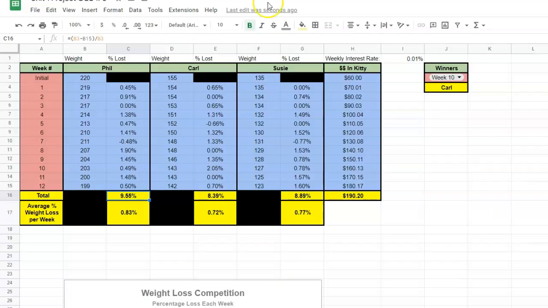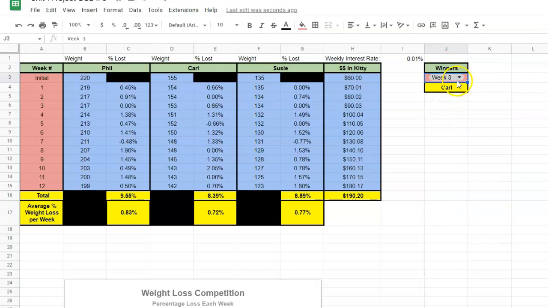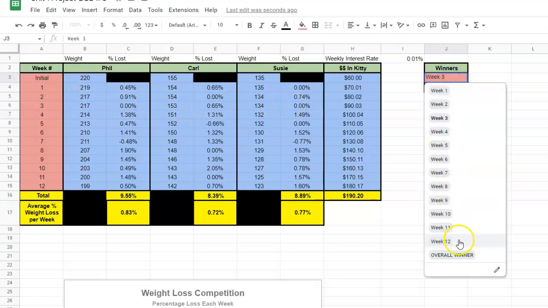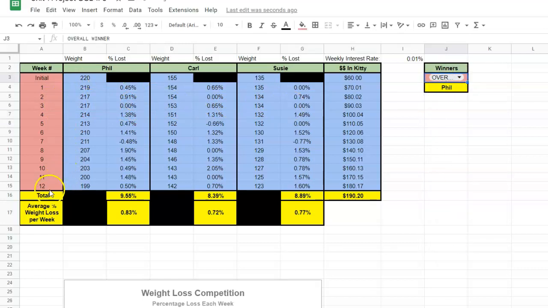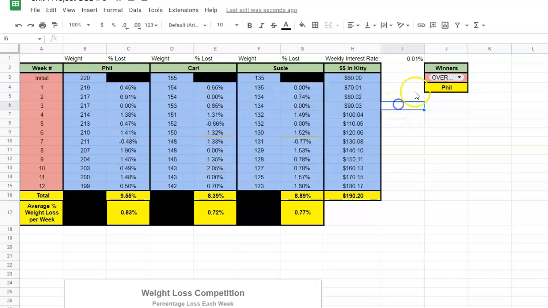For our data validation, we have this drop down. So this is for our weekly winners. So if I click on week 3, it'll say the winner is Carl. So week 3, Carl had the highest percent lost. Overall winner, it'll say it's Phil. Phil had the highest total percent lost. And we just do that through this function right here. It probably could have been a lot simpler, but that's what we came up with.